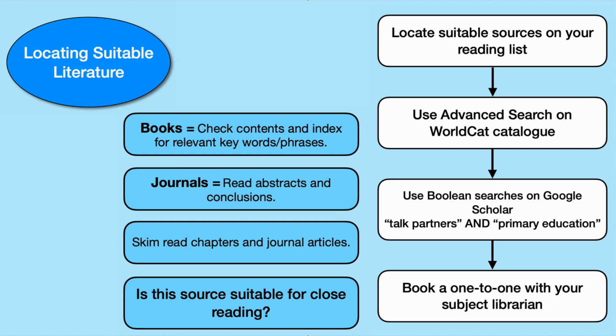For academic journals, read the abstract. Read the conclusion. What does that tell you about the source? Skim read your chapters and your journal articles. You might want to decide at the end of this whether these sources are suitable for close reading.